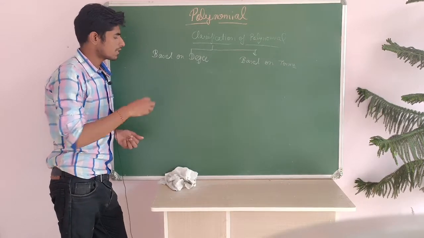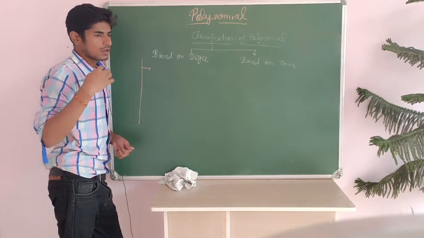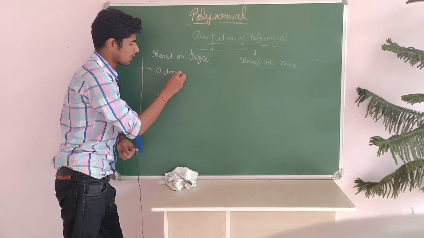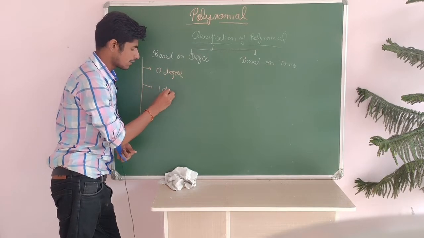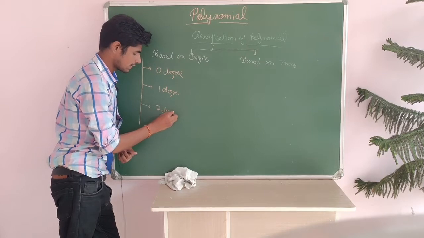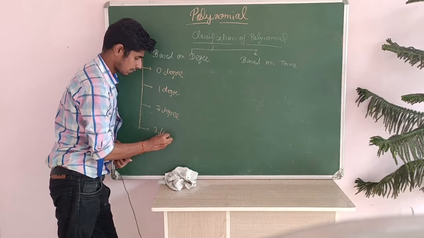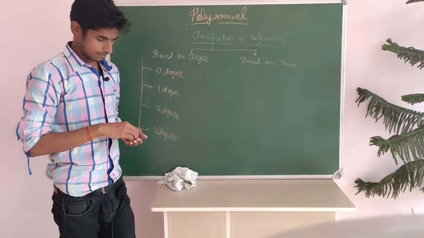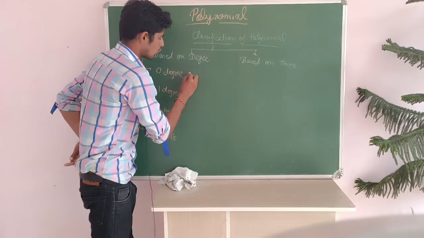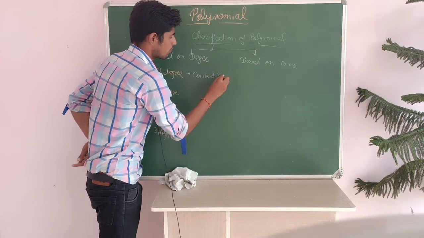Based on degree we can classify the polynomial into parts like 0 degree, 1 degree, 2 degree and 3 degree. When degree is 0 we call it constant polynomial.